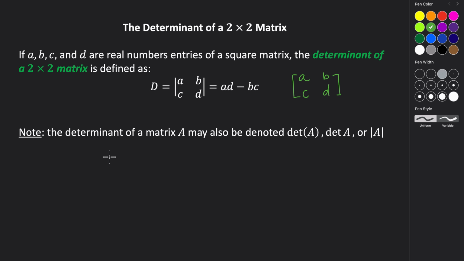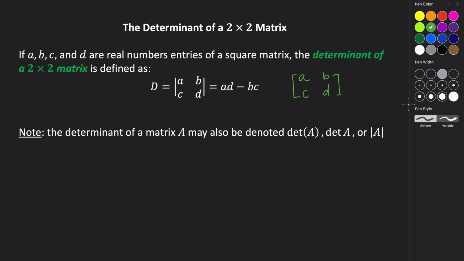And in this note, you can see that the determinant of some matrix can also be denoted in these different ways. So determinant and then parentheses of A, or just determinant of A. Or if you see what looks like absolute value of A, and we're talking about A being a matrix, this means that we're finding the determinant of that matrix.